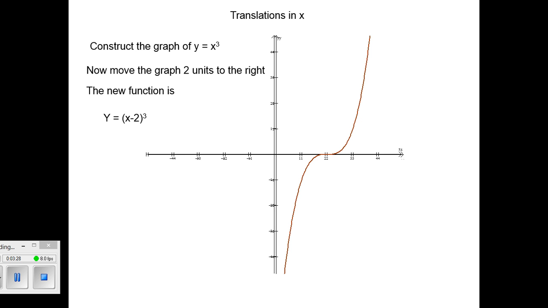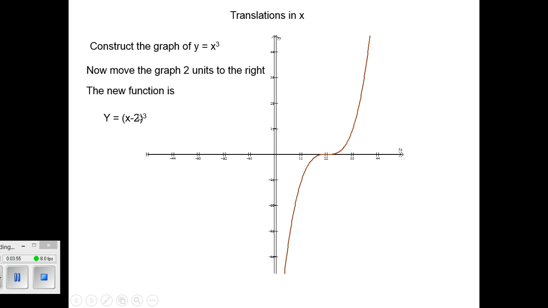Now, a couple things. You might be saying, well, I moved it to the right 2. Why does it say minus 2? Well, look at it. If you put in the x value of 2, 2 minus 2 is 0, 0 cubed is 0. That coincides with that x-intercept point.